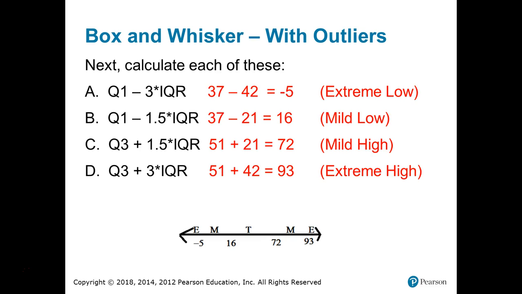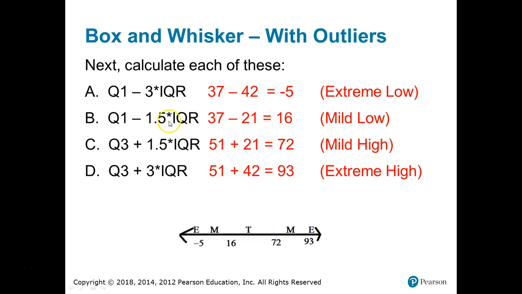So next, you would calculate these 4 little calculations. So you have Q1 minus 3 times your interquartile range. So Q1 was 37. 3 times the interquartile range would be 3 times 14, which is 42, equals -5 for your extreme low, which would mean that anything lower than -5 would be considered extremely low. Now, since we're talking about ages, clearly nobody is going to have an age less than -5, but that's just how you would calculate it.